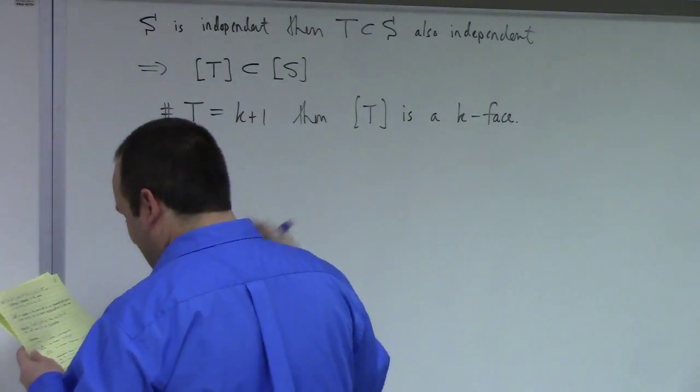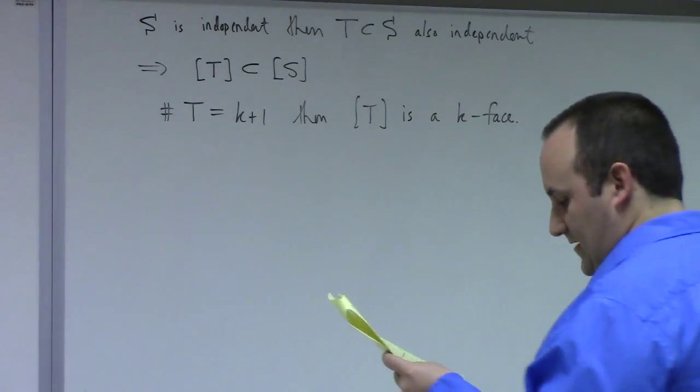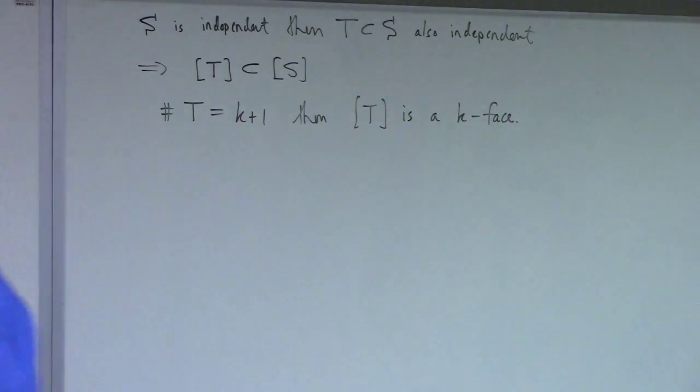So special cases: 0-faces are vertices, 1-faces are edges, and an (n minus 1)-face is a facet. All right, let's go on.